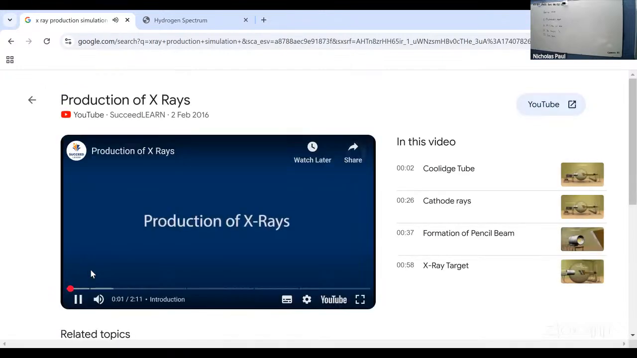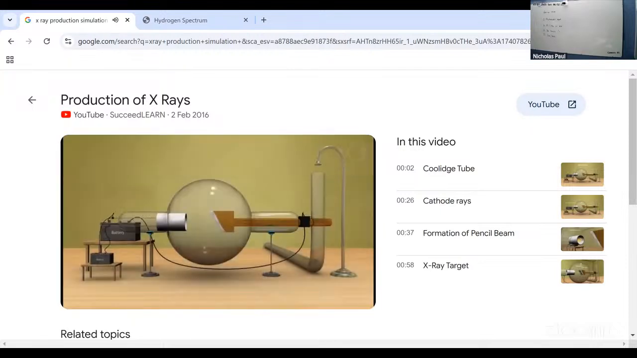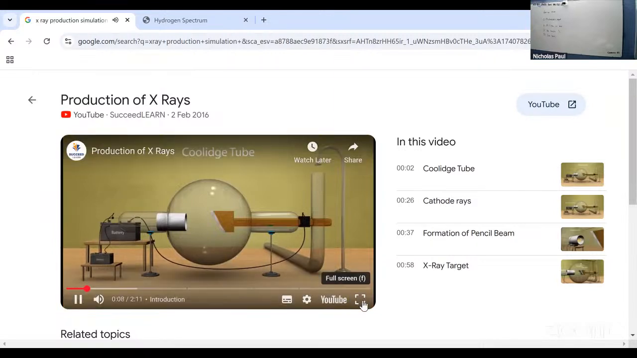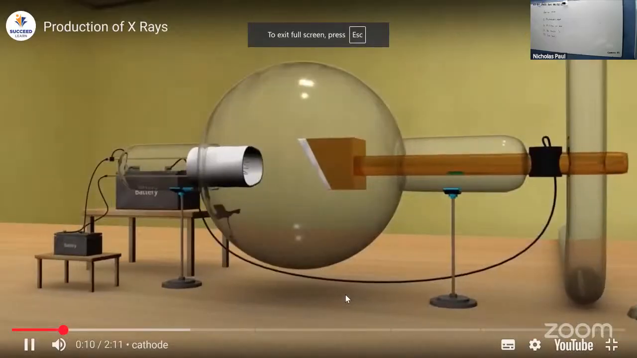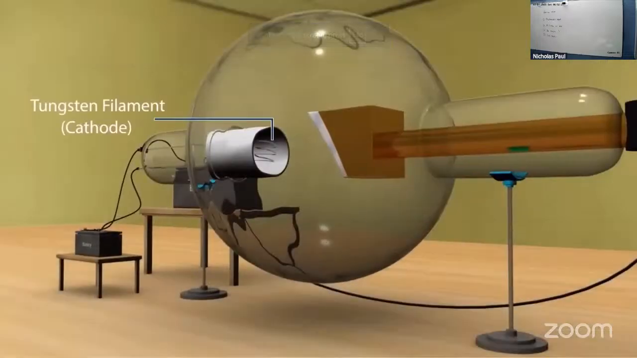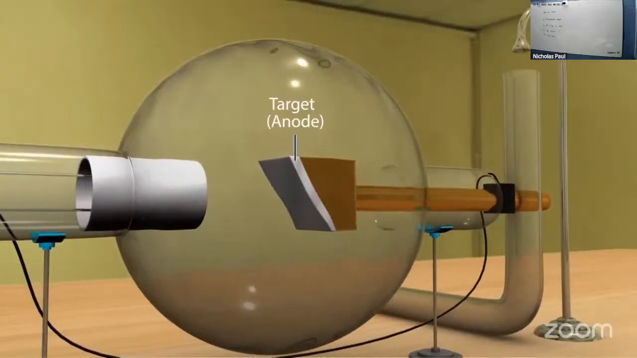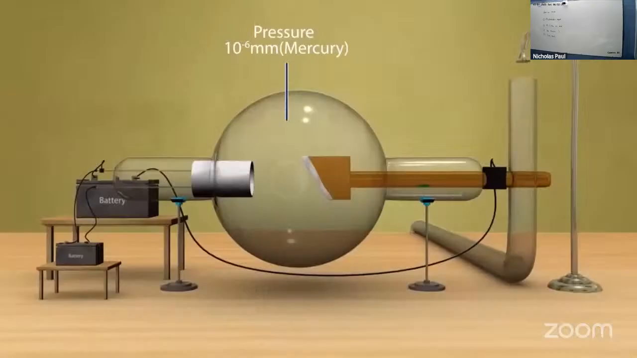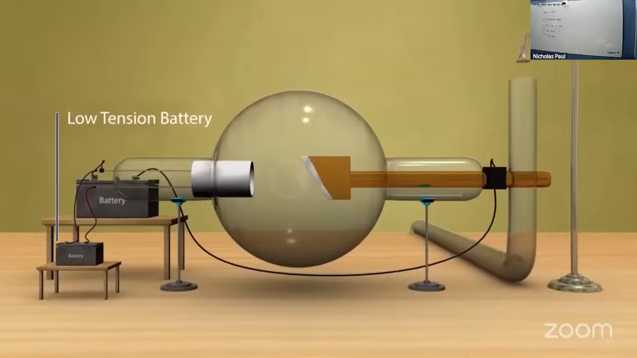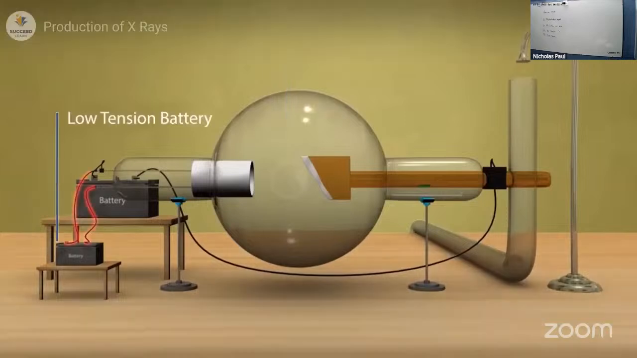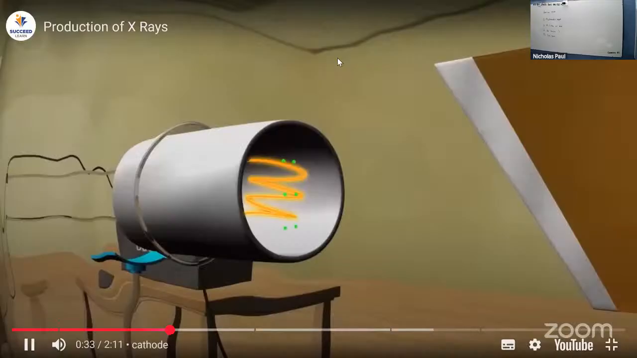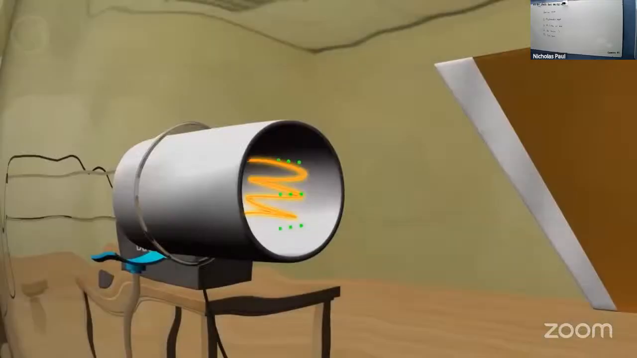Production of X-rays. The lab setup shown here was designed by Coolidge, and hence it is called the Coolidge tube. It contains a highly evacuated glass bulb containing a cathode, which is a tungsten filament, and an anode, which is a target made up of metal of high atomic weight. The pressure inside the bulb is maintained at 10 to the power of -6 millimeters of mercury. When the cathode is heated by passing a current through it from a low-tension battery, it emits cathode rays. These rays are nothing but electrons.